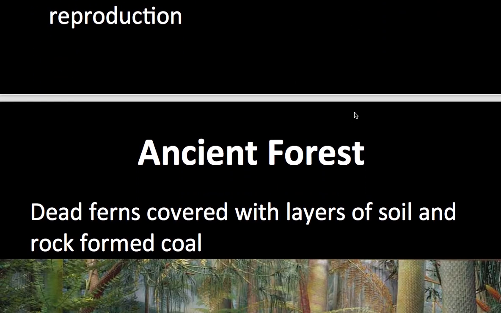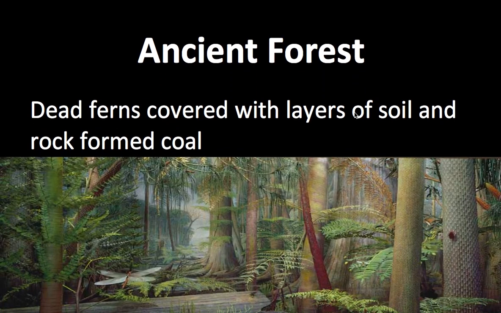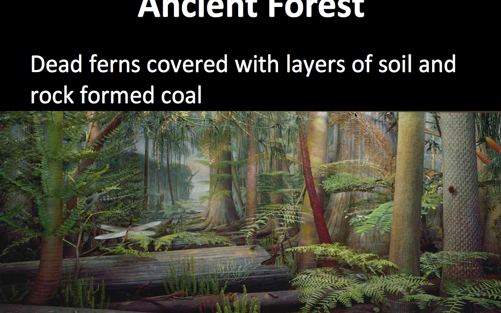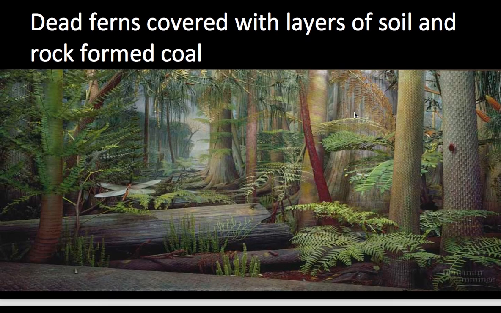One interesting fact occurred in the period when vascular plants like ferns were in the ancient forest. Due to weather changes, ferns died. They got covered with layers of soil and rocks and eventually formed coal. This process took millions of years. So the ancient forest of ferns gave us modern day coal. That's why coal is a fossil fuel. This is how the ancient forest would have looked. Dead ferns covered with layers of soil and rock formed coal.